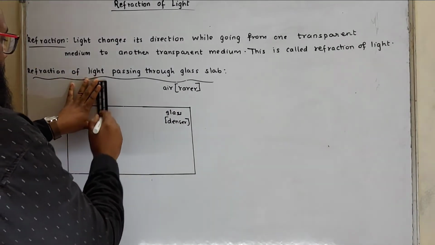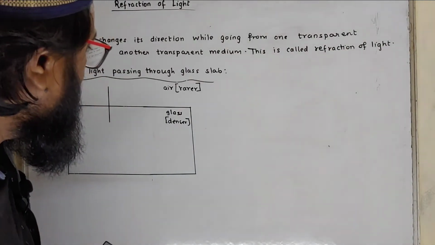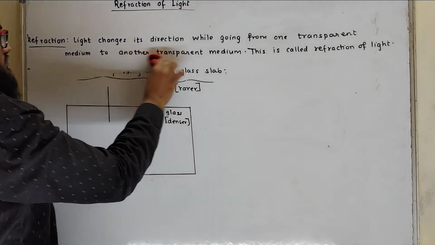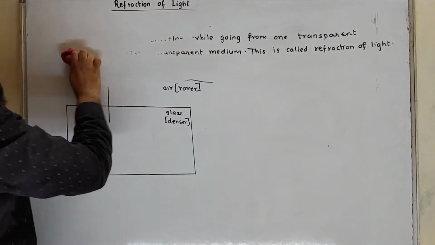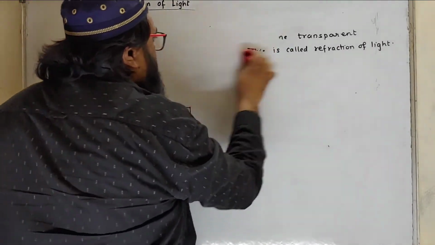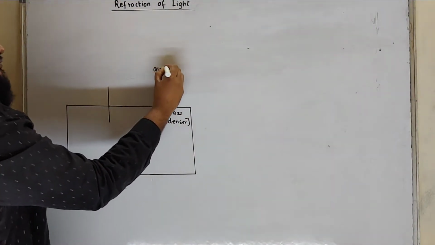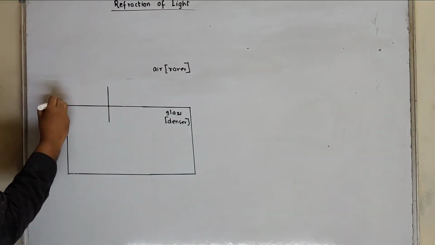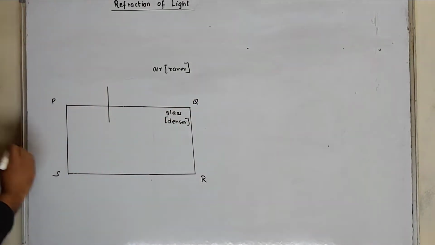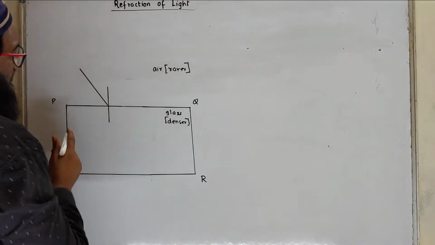We'll draw a normal. Normal is nothing but a perpendicular line drawn. Now let us name this slab PQRS. This is the normal, the perpendicular line drawn. Now this is the incident ray, the incident light ray.